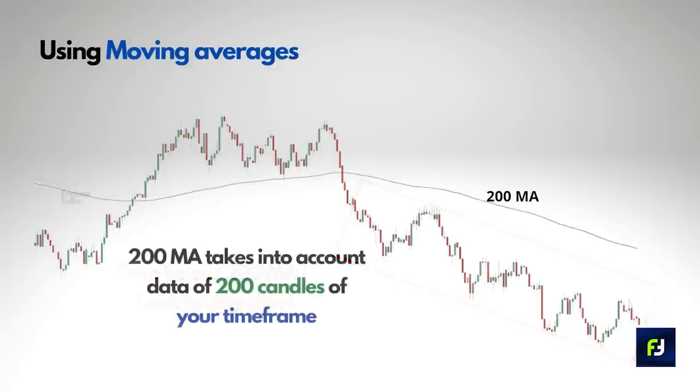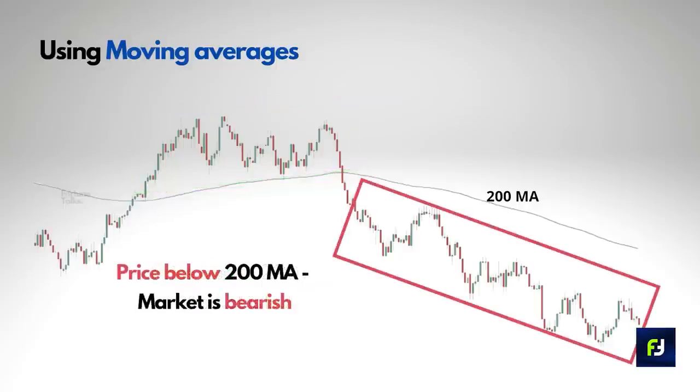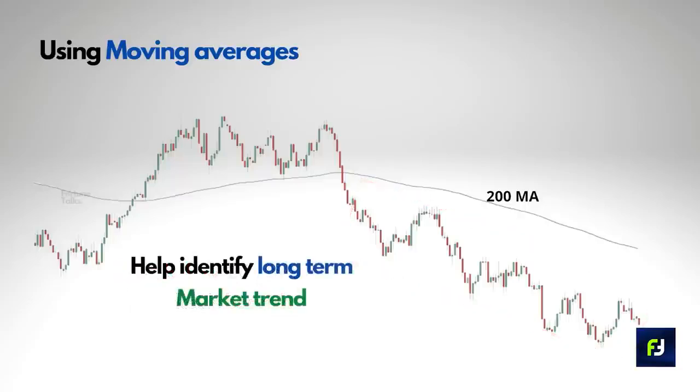Now the reason for this is quite simple. If you think about this, the 200 period moving average summarizes the price of the last 200 candles based on your time frame. So if the price is right now above the 200 moving average, it is telling you that the price has been trending higher. And similarly, if the price is below the 200 moving average, it is telling you that the price has been trending lower.